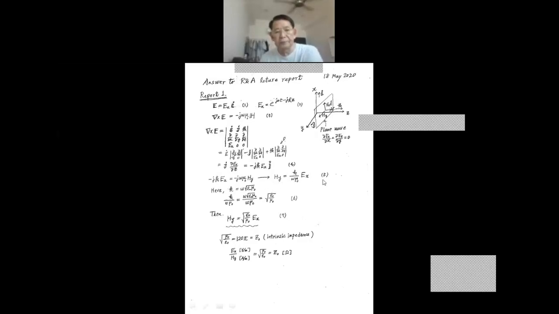This is one answer. Here, k equals omega root epsilon 0 mu 0, so k divided by omega mu 0, and this quotient becomes root of epsilon 0 divided by mu 0. Then Hy is expressed as root of epsilon 0 divided by mu 0 times Ex. This is the final answer of this report.